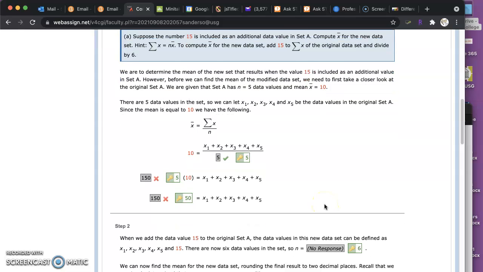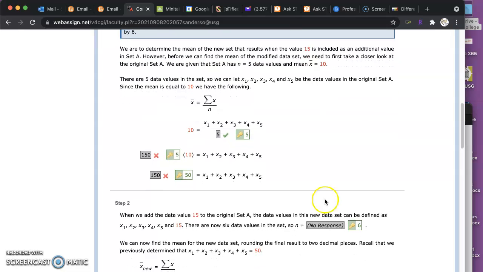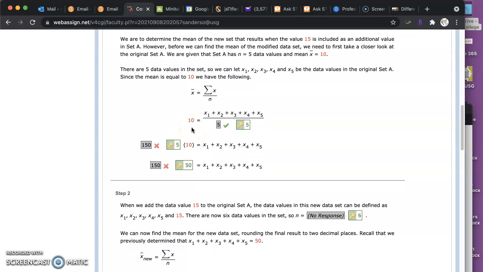I want to take a look at problem 7 in section 3.1. Basically, what they're telling us is that the mean of 5 numbers is equal to 10 for set A. So add all 5 together and divide by 5 and set that equal to 10, because we know that that's the average.